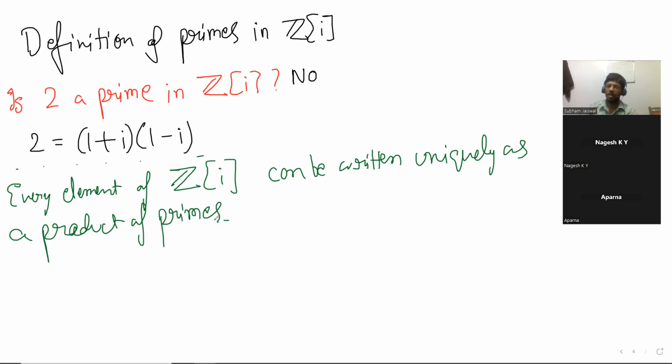Aparna, is a statement and this new thing? I'm actually a bit confused. Can you explain what is Z of i exactly? Yes. Z of i is simply a plus ib, where a and b are integers.